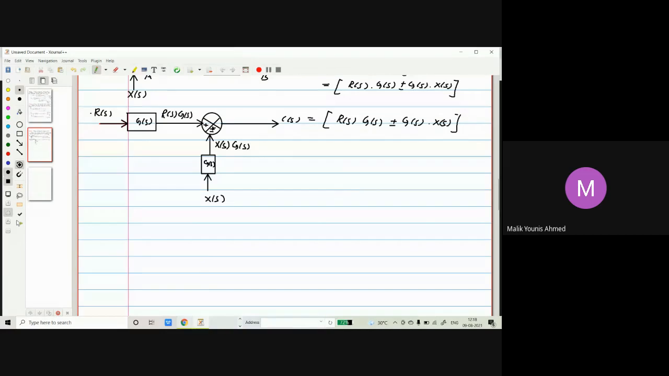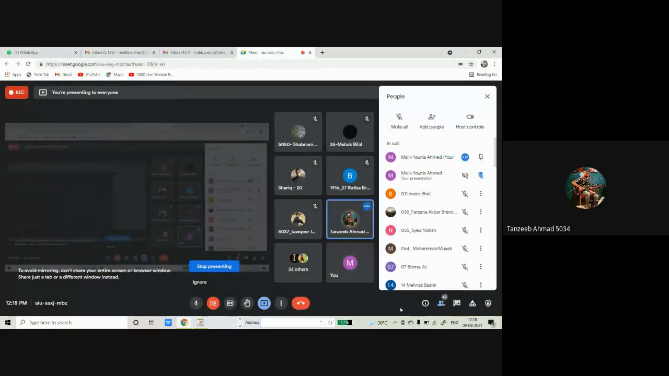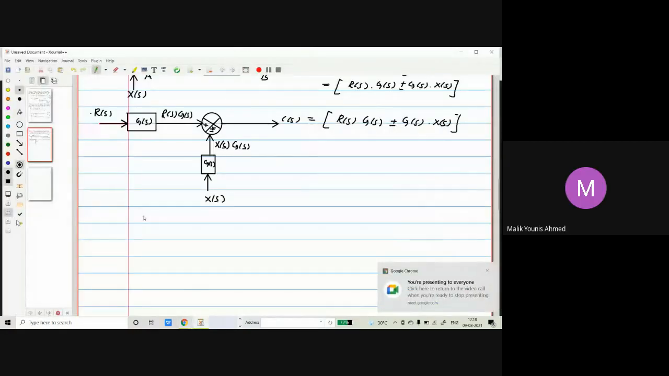Is it clear to everyone? Yes, Tanzib. Sir, clear, yes, sir, clear. Anybody who has a query can raise it. The integrity of the circuit will not change at any point of time. You have to keep the integrity as usual. What are the values we previously have?